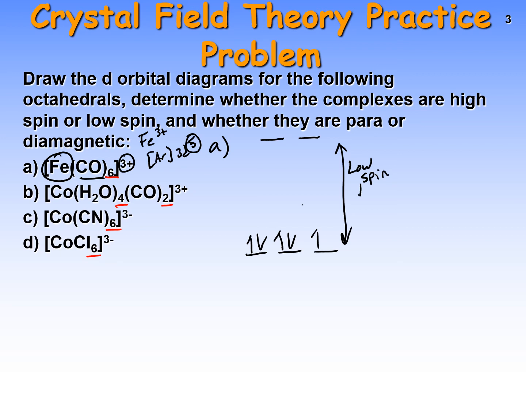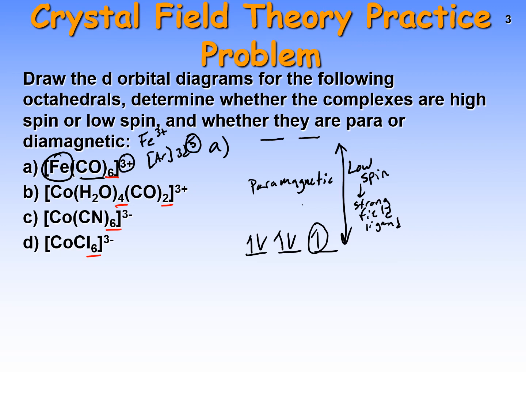and that's due to the strong field ligand. And finally, as you can see here, we do have 1 unpaired electron, so this is a paramagnetic complex as well. And so this is the d orbital diagram here.